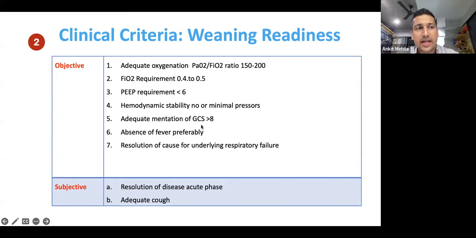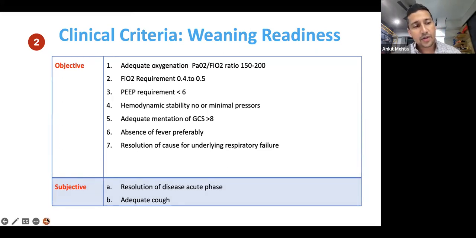Preferably, I would not want any child to have persistent signs of septicemia, or probably a new onset of sepsis, which is coming. And the most important thing, whatever you have intubated the child for, that resolution should be there. So these are the most important things. And subjective criteria I have already put.